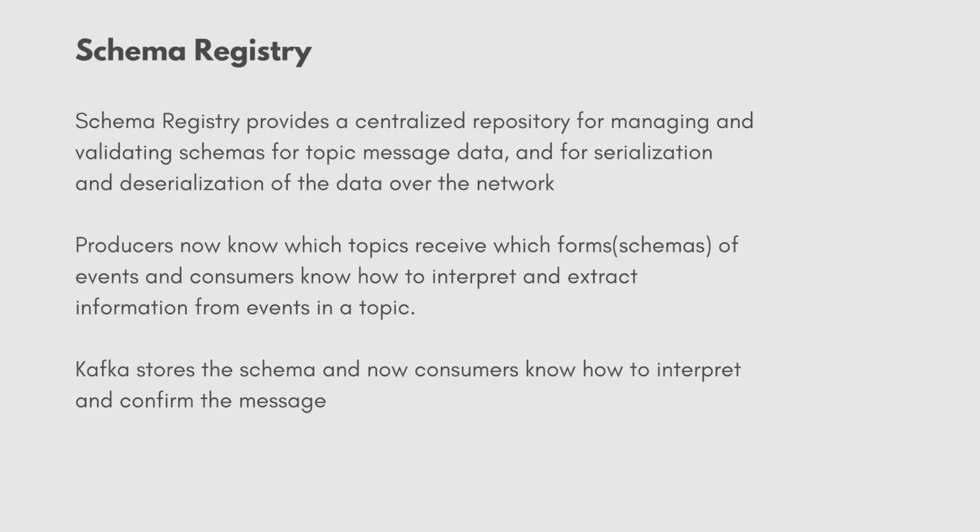So the producers now know which topic received which form, which shape, or which schema of the event, and the consumer knows how to interpret and extract that information from the events in the topic. So Kafka stores the schema, and now the consumer knows how to interpret and conform to that message.